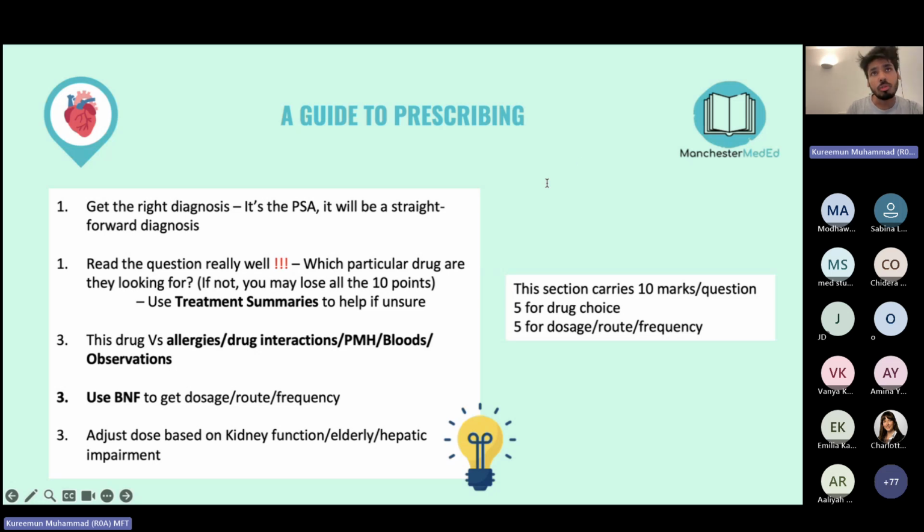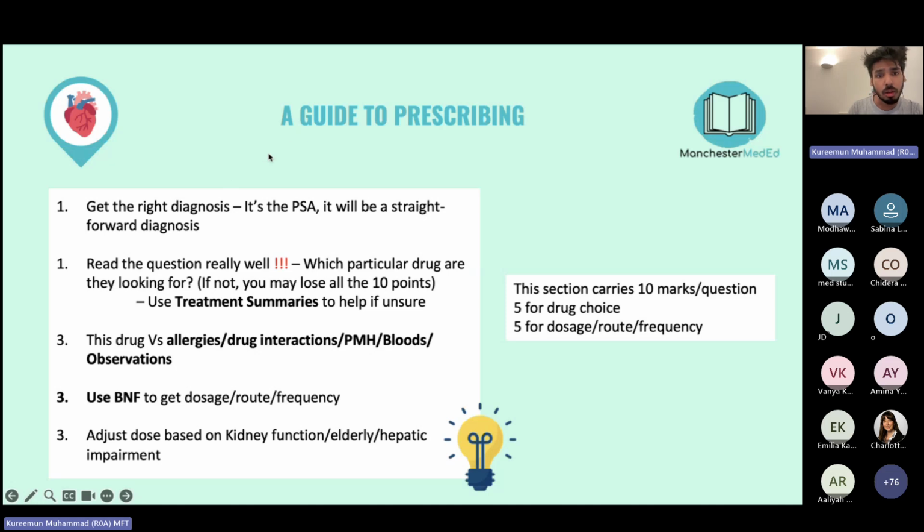Secondly, you need to read the question well, what they are asking for and which drug they are asking for. For example, sometimes they will be more specific in terms of whether they want an oral drug, an IV, an IM drug, or whether they would like a drug that makes the patient not drowsy. So just read the question really well, because the drug that you're going to prescribe, I've written it here.